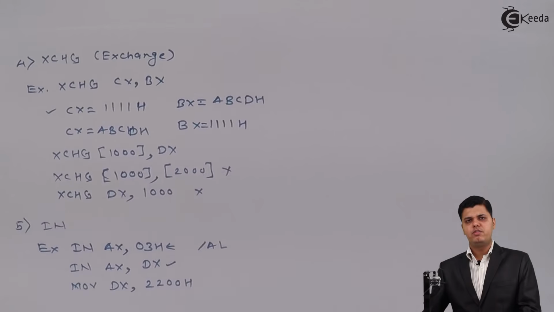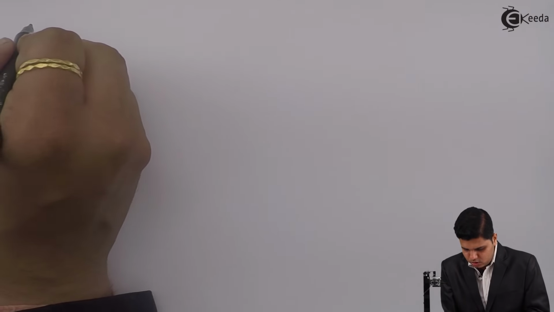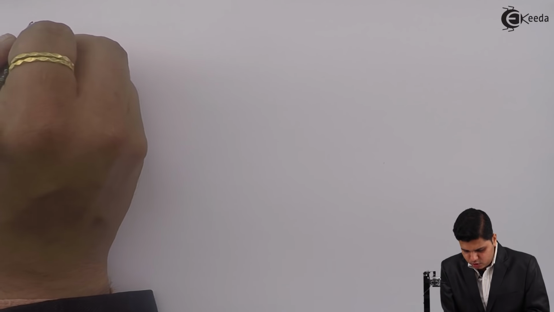Now what is specific in the IN and OUT instruction is, in this case the memory and IO signal which is multiplexed, only the IO signal is enabled and the read write signal is used depending upon whether we are using the IN instruction or OUT instruction. Now the next instruction which we are going to see is OUT.